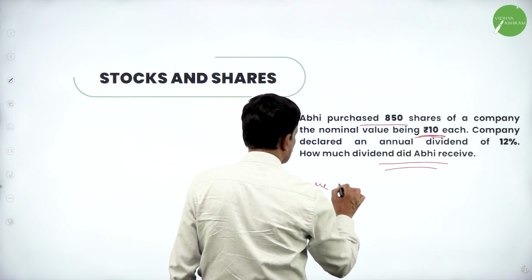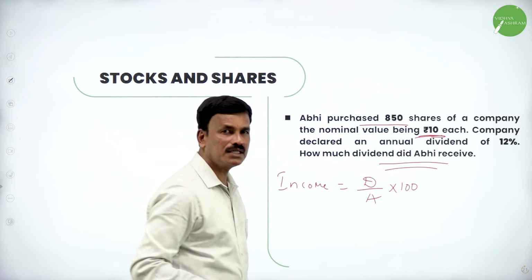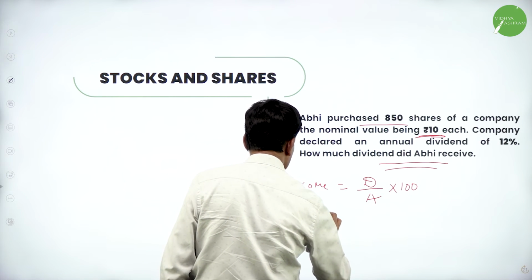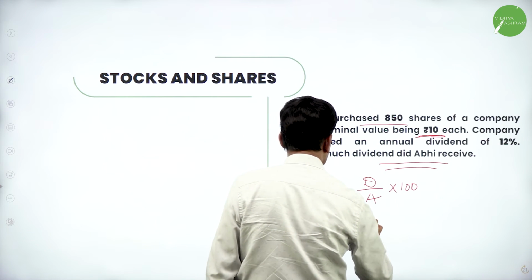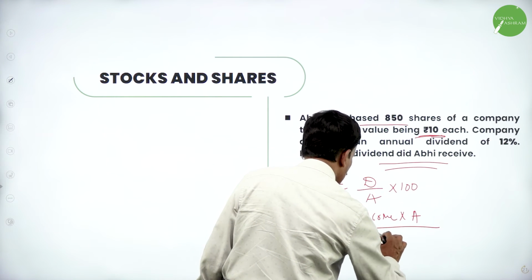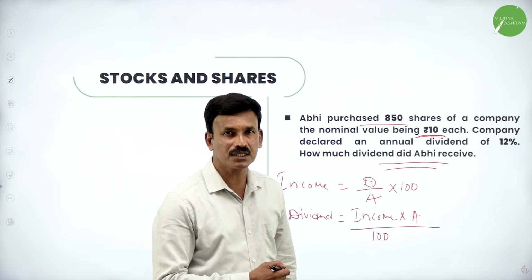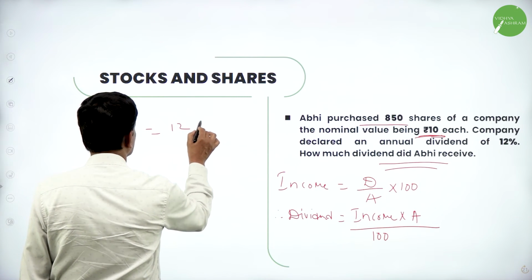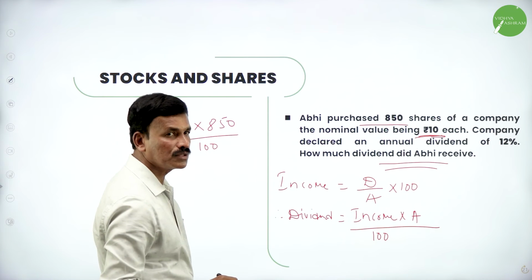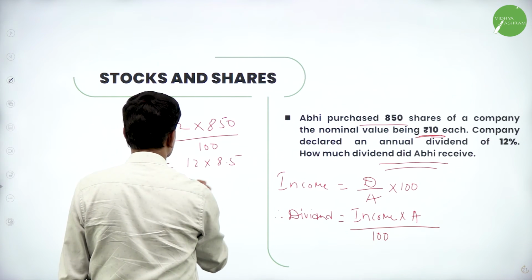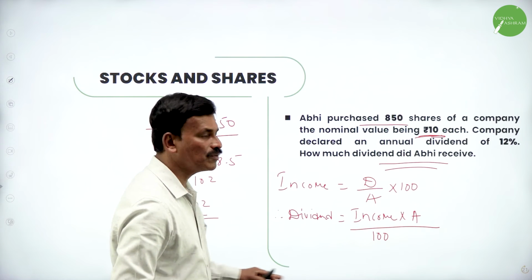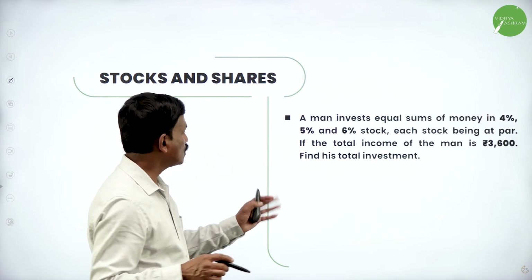So income is equal to D divided by A into 100. Now cross multiply and get the formula for dividend. So dividend is equal to income into A divided by 100, income into amount per share divided by 100. So that's equal to 12 into 850 divided by 100. What is this equal to? 12 into 8.5, that's equal to 102. So the dividend of Abhi is rupees 102. That's it. Okay. Now let us take the next problem.